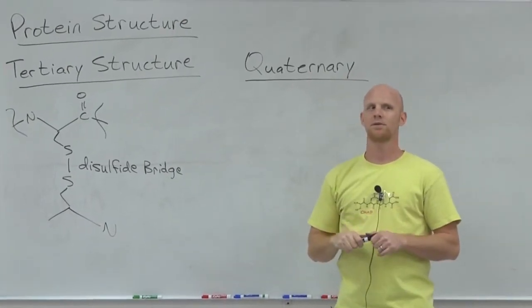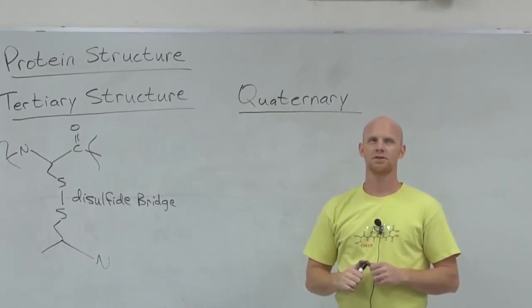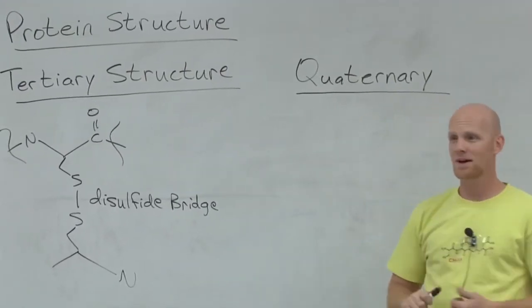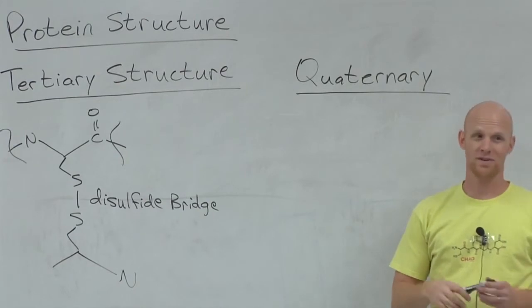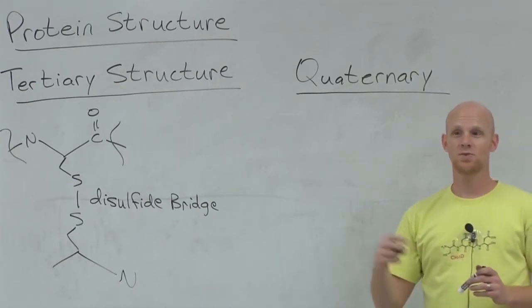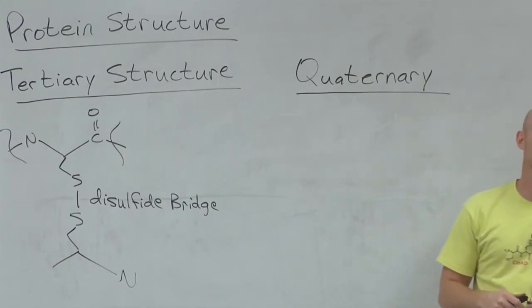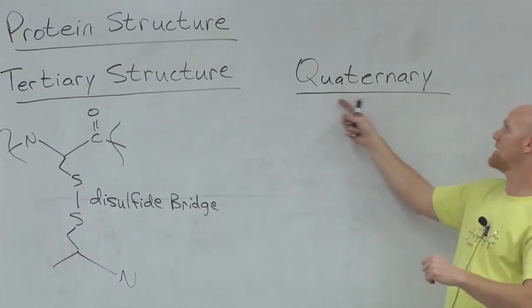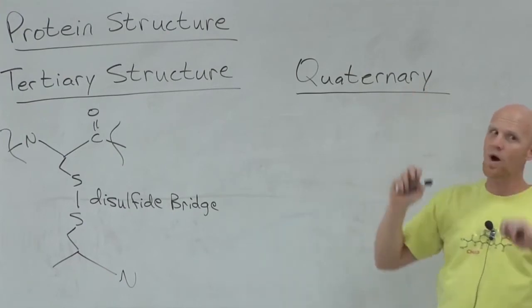Somebody name for me a protein where the quaternary structure was really important in this chapter. Hemoglobin. So how many peptides are in hemoglobin? 4. You got 4 peptides. 2 alphas, 2 betas, right? So two are identical, but all 4 come together and interact all together with quaternary structure.